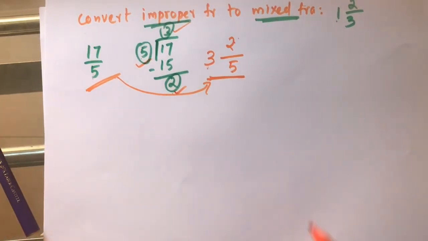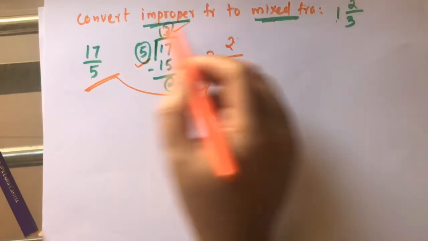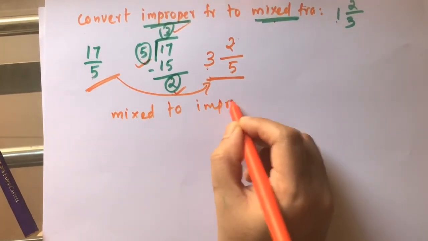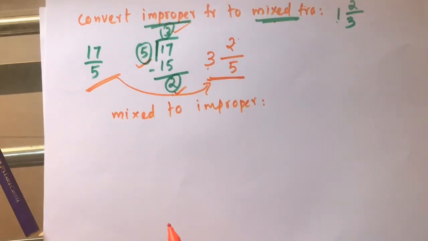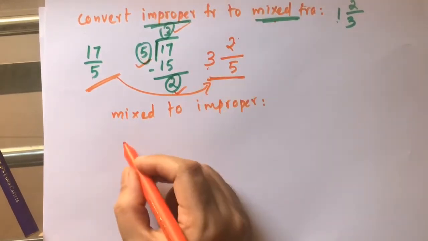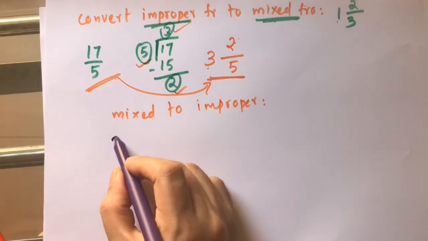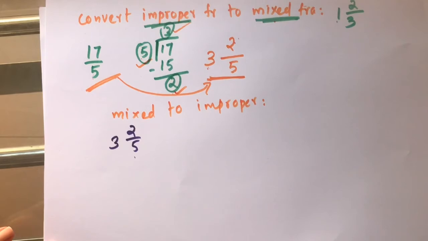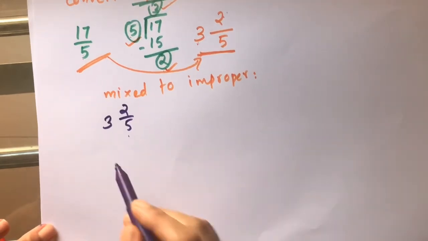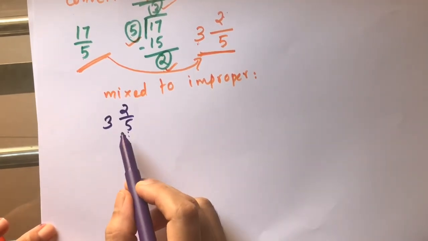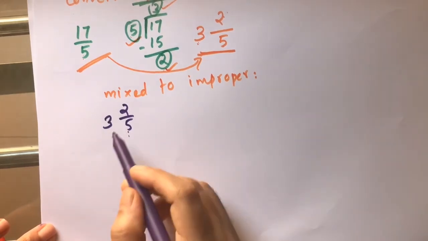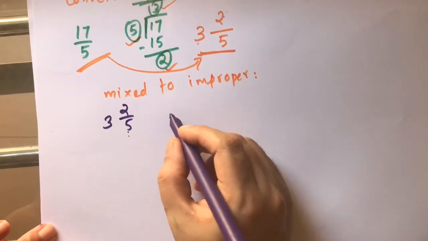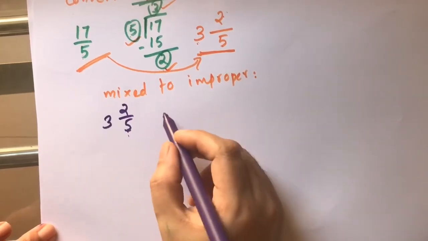Now the reverse comes. How can we change a mixed fraction into an improper fraction? Let's check the same example, 3 2 by 5. How can we change it? Now it's a mixed fraction. We need to change it into an improper fraction. For that, first multiply the divisor, the denominator, with the whole number. We need to multiply 5 with 3.